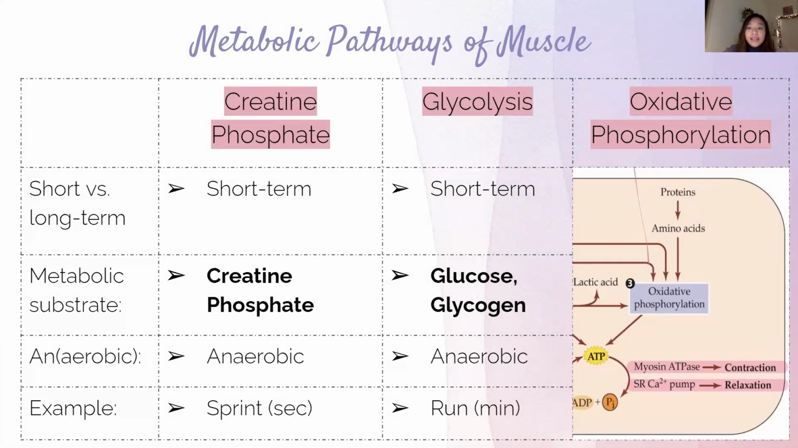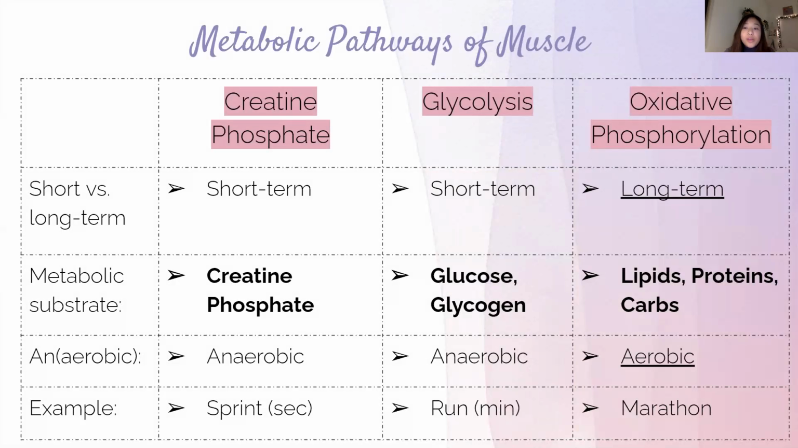All right, and then for glycolysis, this is the next source for ATP for a few minutes. So this process requires more steps that I don't believe you need to know. And it just pretty much involves the breakdown of glucose or stored glucose, which is glycogen, to produce ATP. And lastly, we have oxidative phosphorylation, and this is a long-term source for ATP that breaks down lipids, proteins, and carbohydrates for endurance activities. So this is the only long-term one and aerobic one. So this is sort of the loner out of the three.